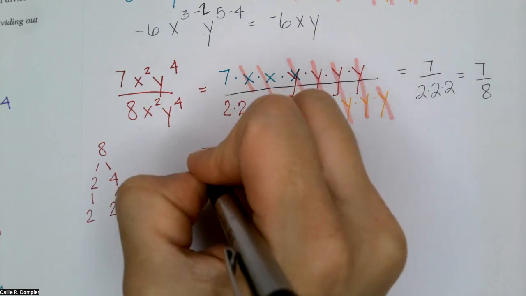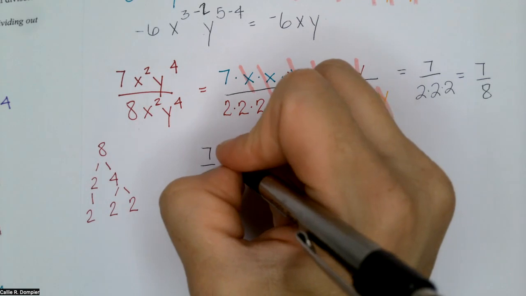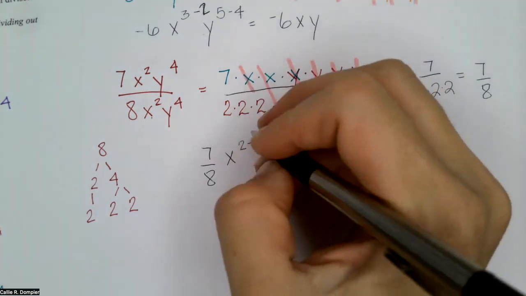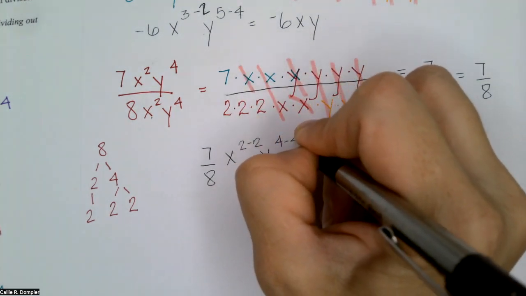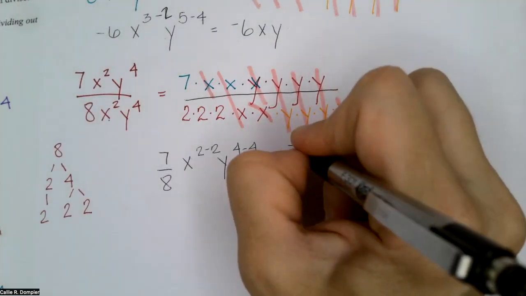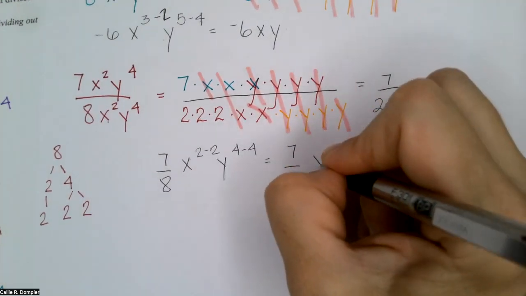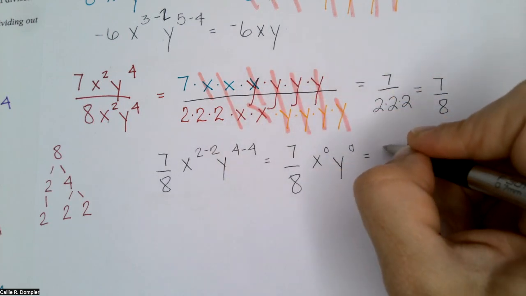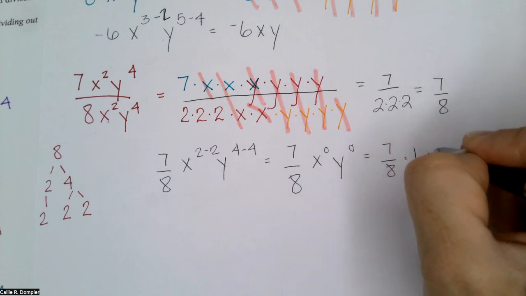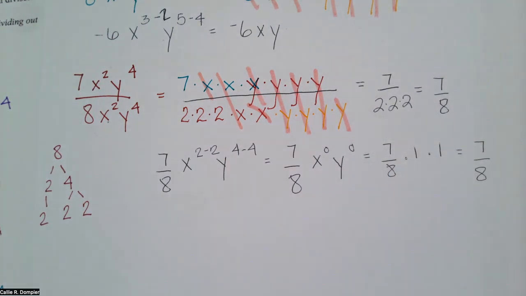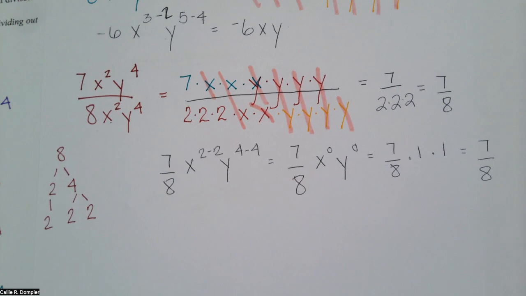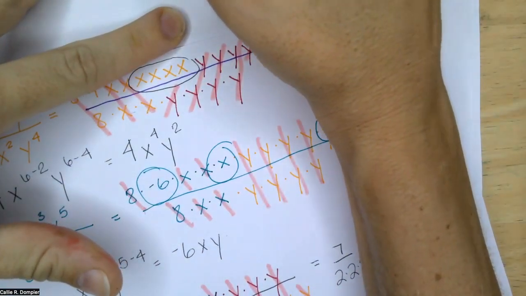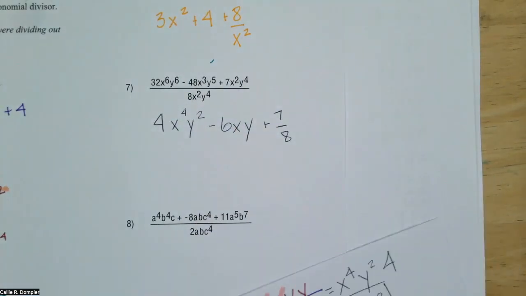So you just get 7 eighths, you leave that alone, x to the power of 2 minus 2 because it's x squared divided by x squared, and then y to the power of 4 minus 4. The 7 eighths remains the same. X to the power of 2 minus 2 is x to the power of 0. Y to the power of 4 minus 4 is y to the power of 0, which is just 7 eighths times 1, which is just 7 eighths. Oh, sorry. So that's plus 7 eighths. So there's our final answer.